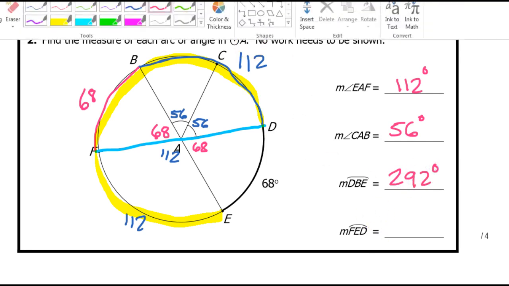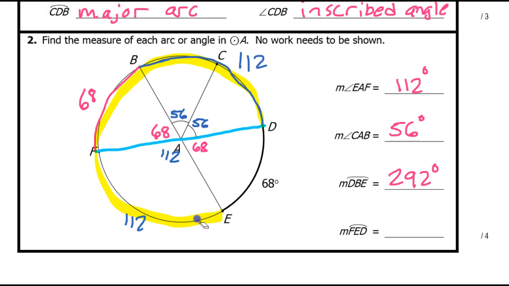Okay, and then that just leaves arc FED. Well, that's a semicircle. So of course that's 180. So 180 degrees.